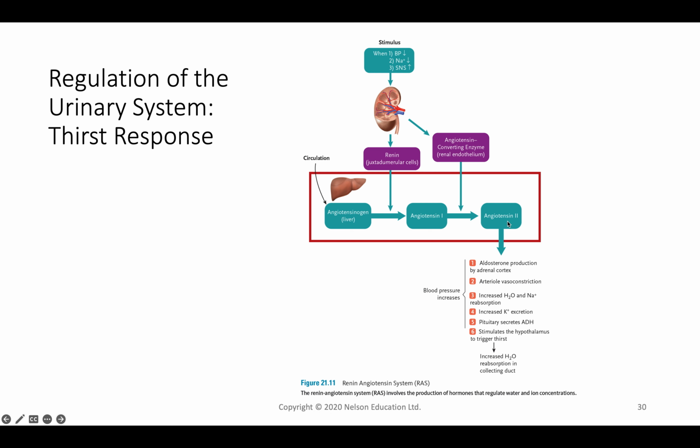Angiotensin 2 is going to lead to the production of aldosterone by the adrenal cortex, vasoconstriction of our arterioles, right? Increased water and sodium resorption in the body, which is important because we want to make sure we're keeping as much water as possible if we don't know when we're going to get our next bit of water. Increased potassium excretion. This is kind of a byproduct of that sodium-potassium pump. So in order to resorb sodium, we're going to be pumping potassium out.